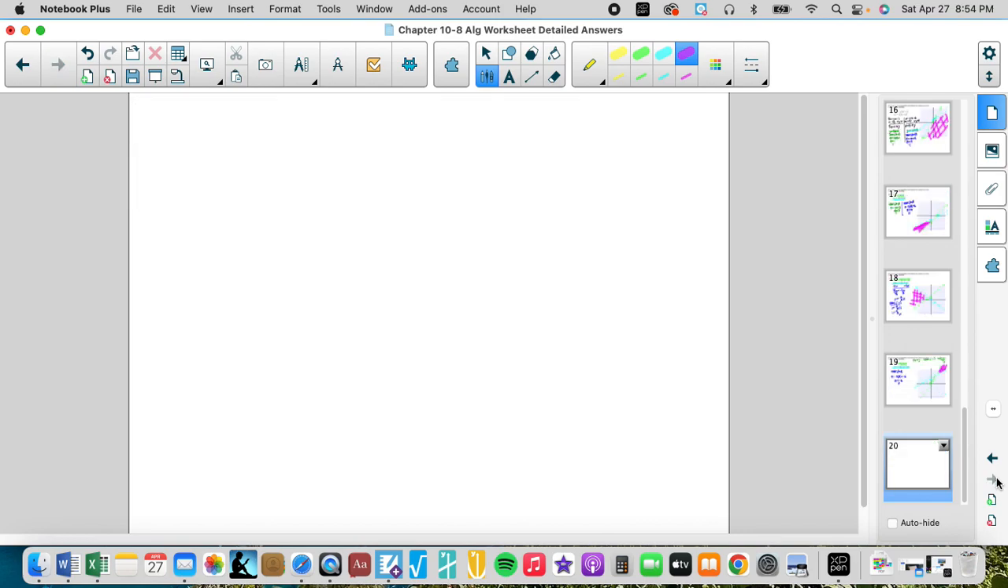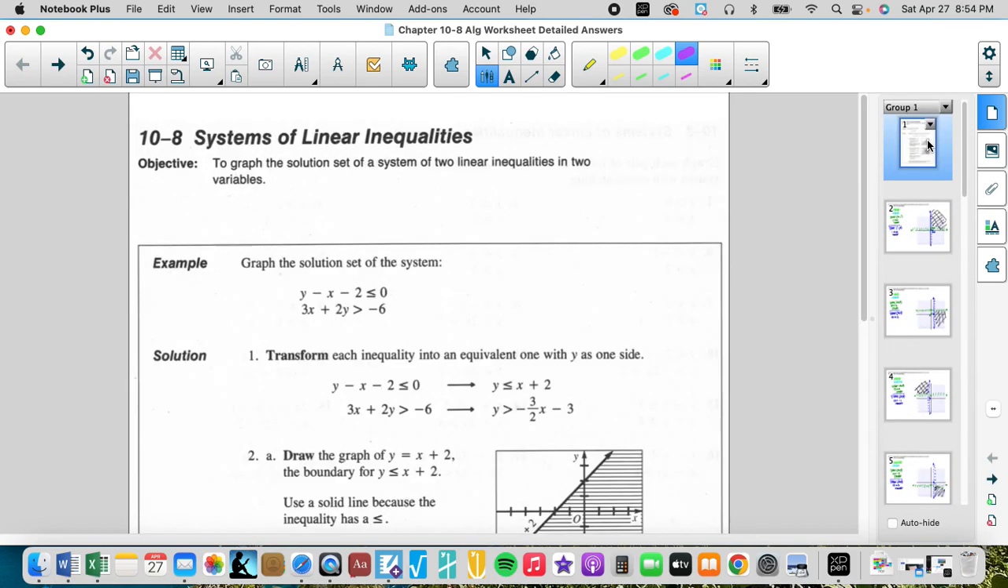And that is graphing systems of linear inequalities. Congrats, you've finished chapter 10. You should be pretty proficient at it. This is good stuff. I mean, these are on most of the placement tests. This is stuff that is very relevant. Good luck.